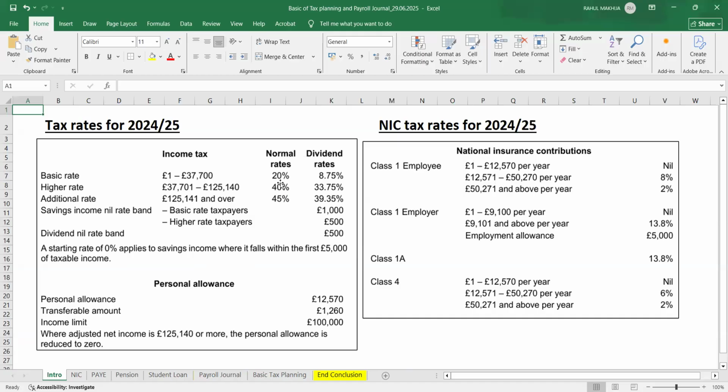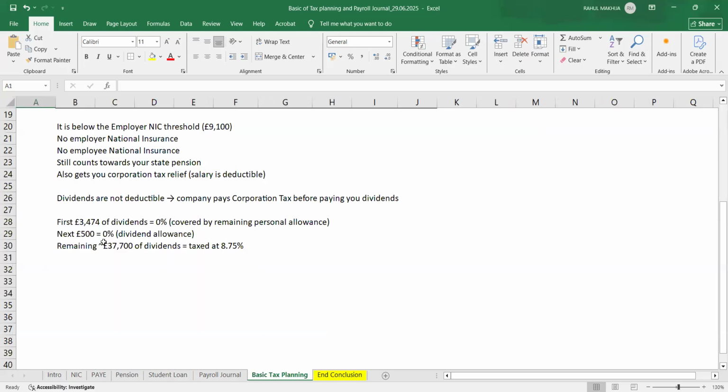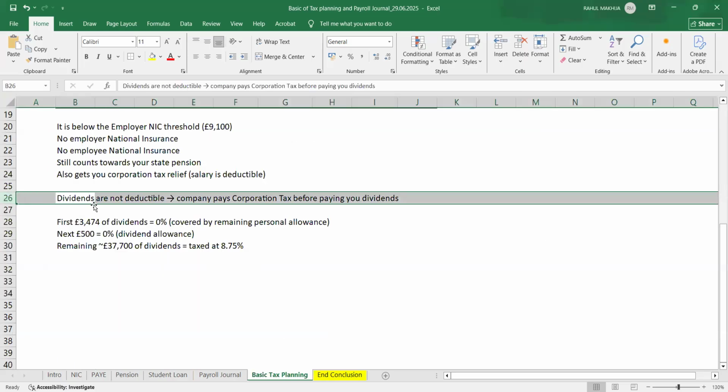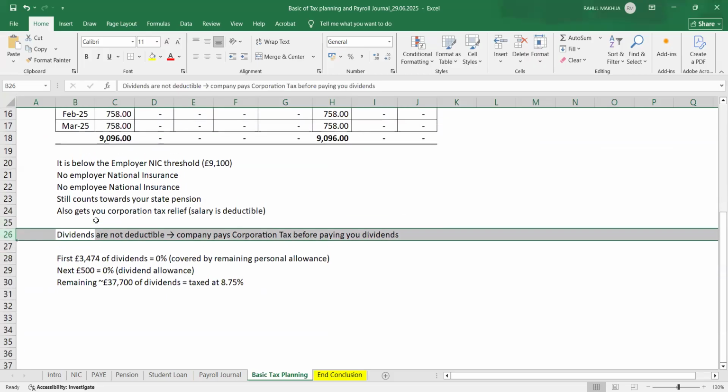Rather than taking salary and paying tax at 20%, it is highly beneficial to take dividends from a company and pay tax at 8.75%. But you need to remember that dividends are not deductible. Companies pay corporation tax before paying you dividends. But salary is deductible for a company.